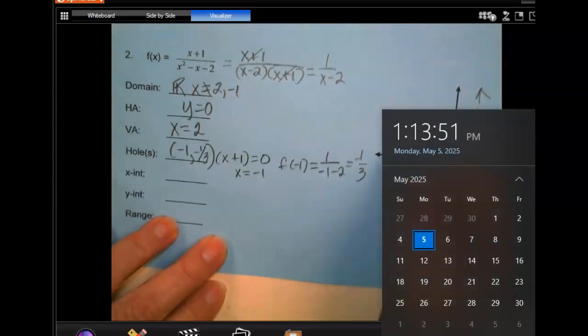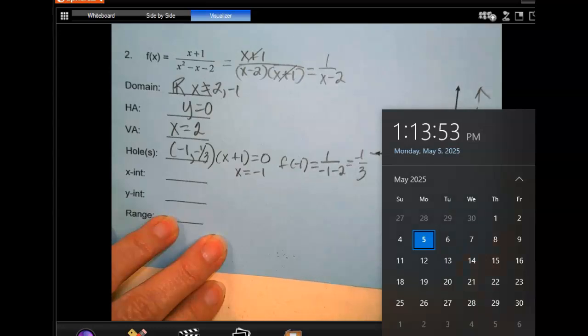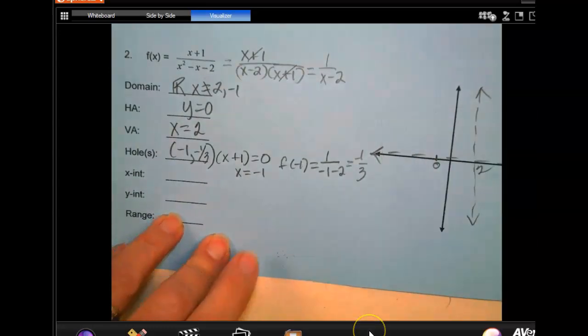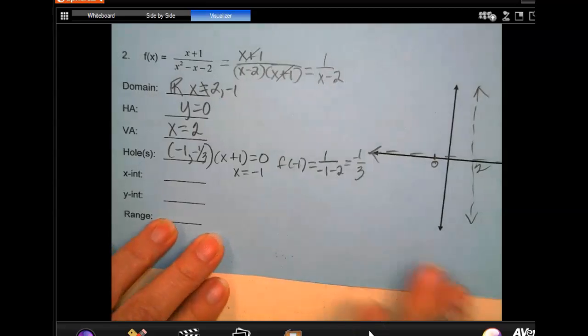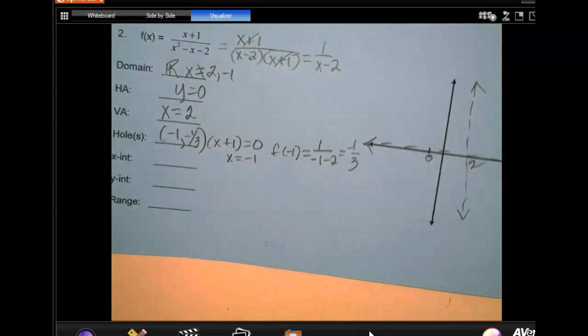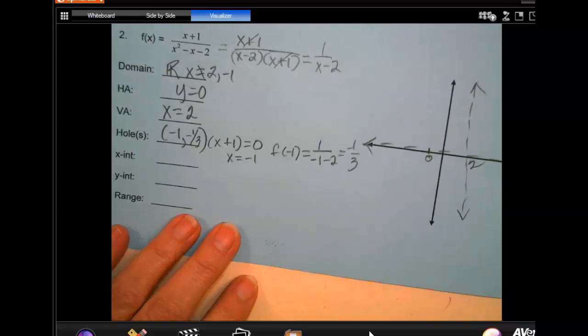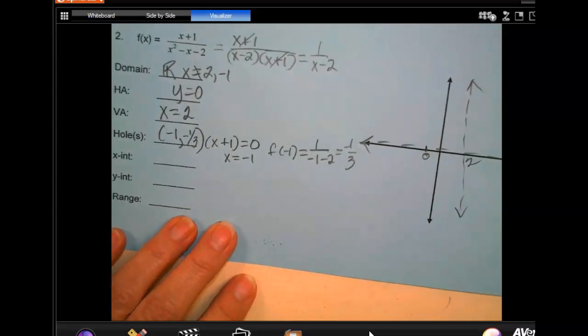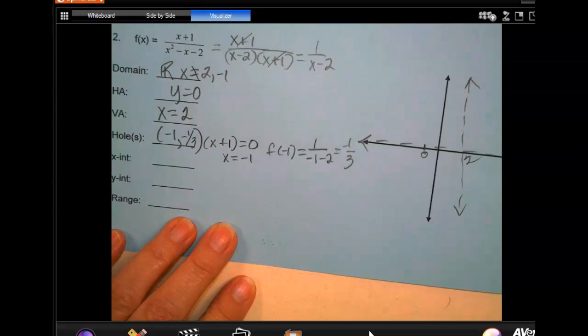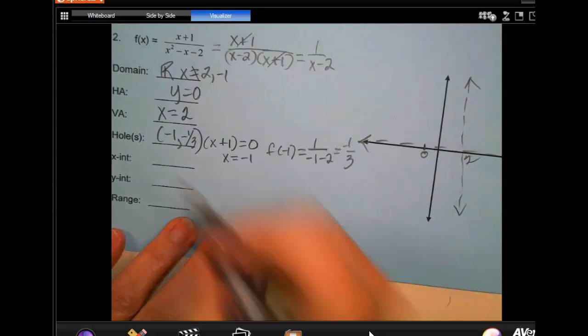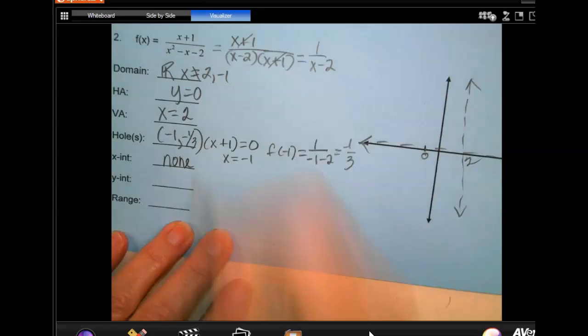So if I go ahead and dot in the y equals 0, my question is, can I have an x-intercept? I can't, right? Because the asymptote's there, so we are not touching the x-axis, so we have no x-intercept.